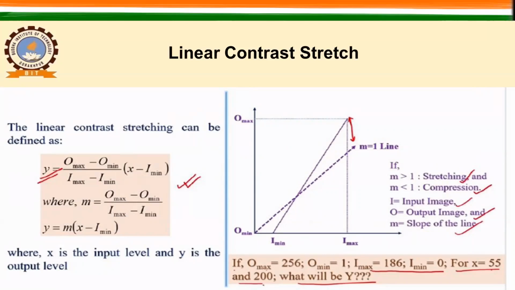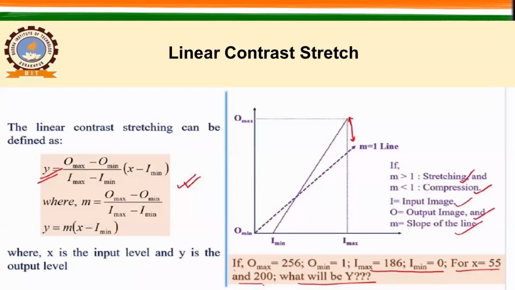If M is greater than 1, that indicates stretching. If M is less than 1, that indicates compression. In both cases you need to apply this contrast stretching, where I is the input image, O is the output, and M is the slope of the line. This is very simple. You just have to perceive the information in terms of digital numbers, because an image is basically a matrix consisting of digital numbers.